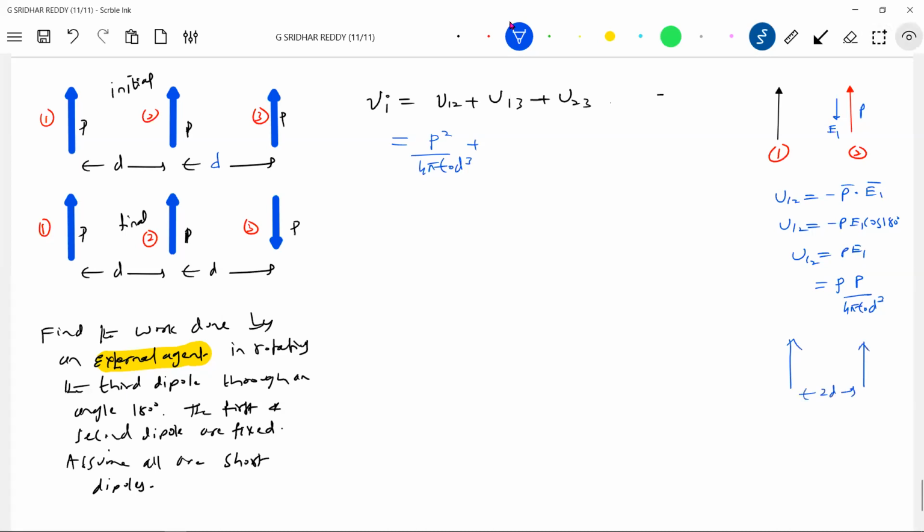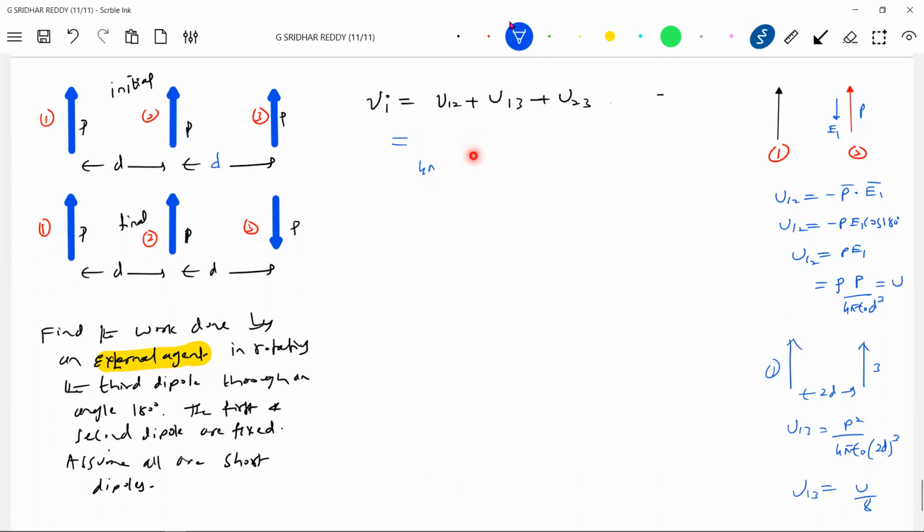Now what change are you going to make? Only in place of D, 2D whole cube will come, no? So the interaction potential between 1 and 3 should be equal to P square by 4 pi epsilon naught 2D whole cube. If you call this U, then it should be U by 8. Please don't mess up so many things; make it generalized. The interaction potential between 1 and 2, if it is U, between 1 and 3 it will be U by 8.